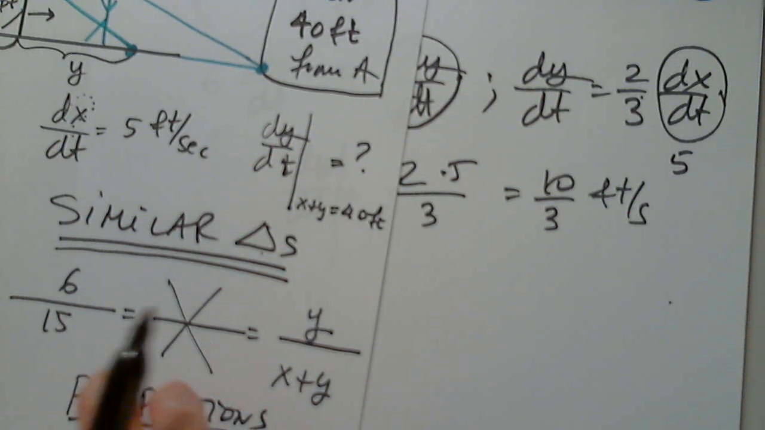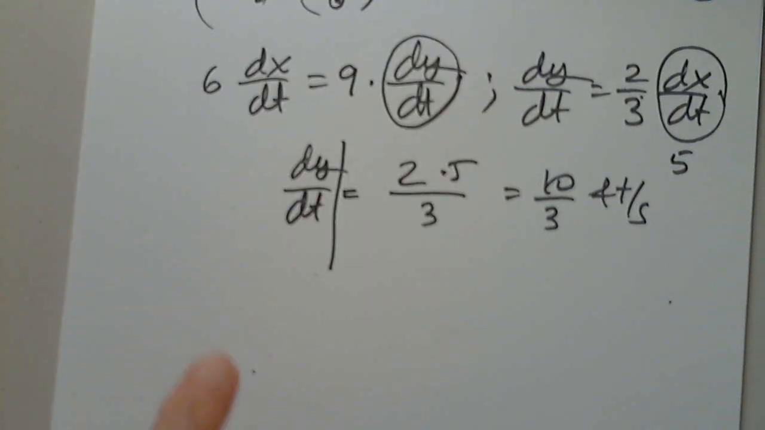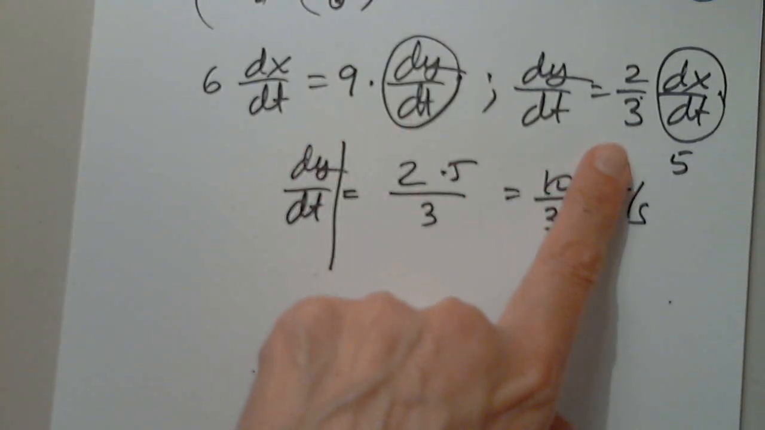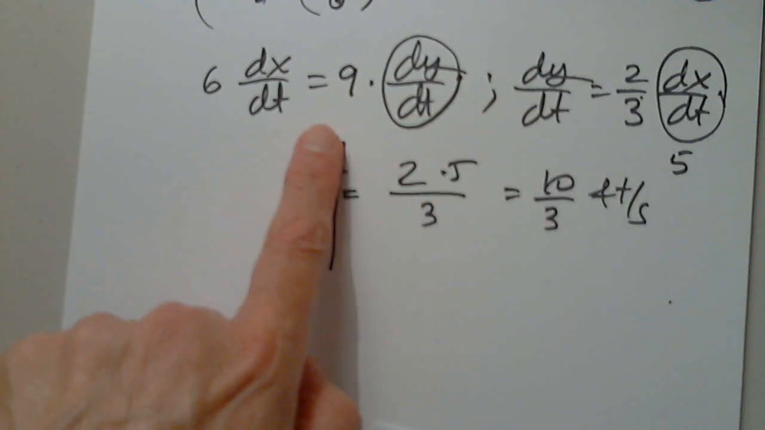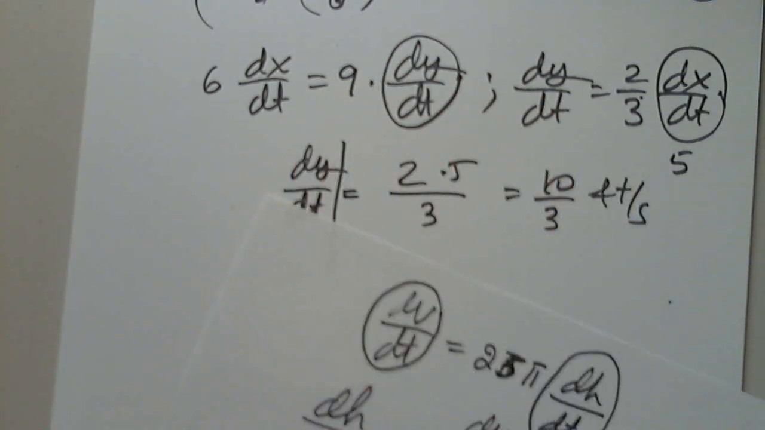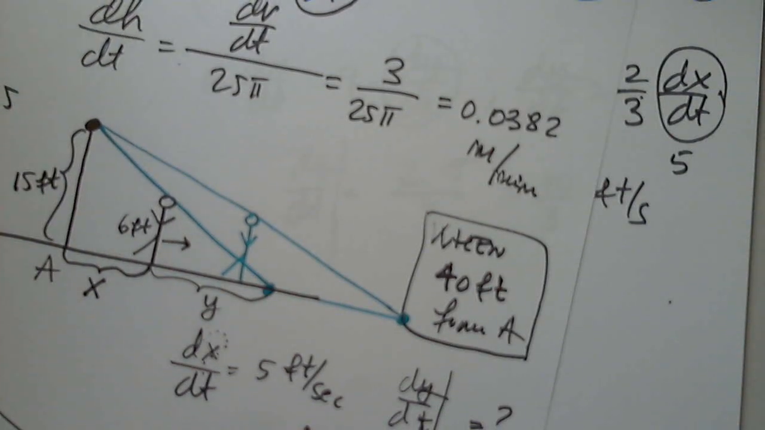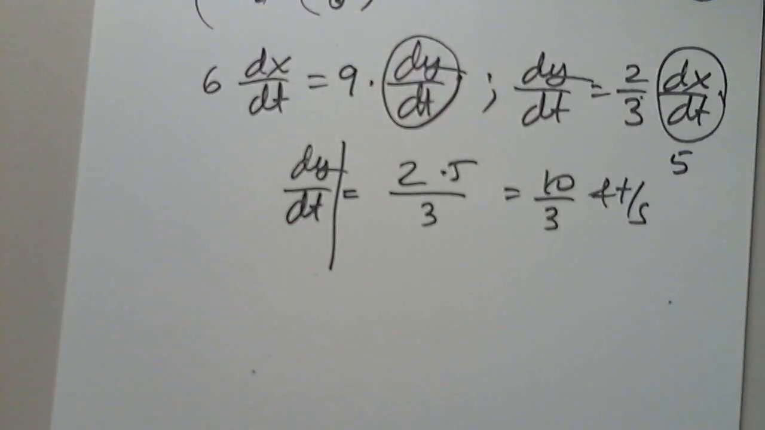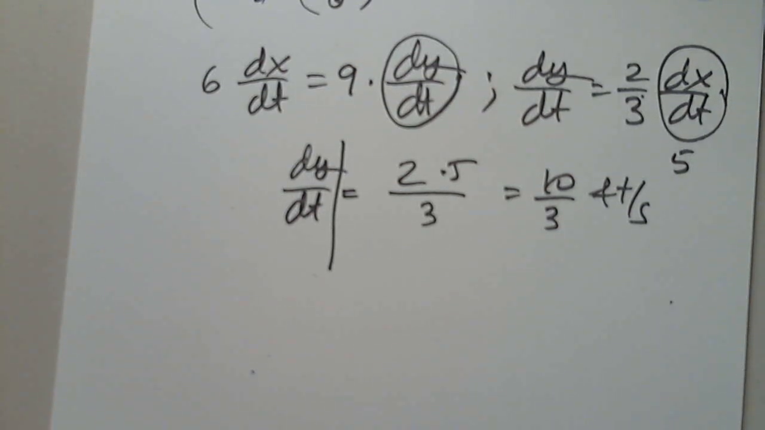Because we have 6 divided by 9, I simplified by 3, and I got 2/3. And dx over dt is given to us as 5 feet per second. So I have 2 times 5 is 10/3. So the question is, why are they giving us this 40?